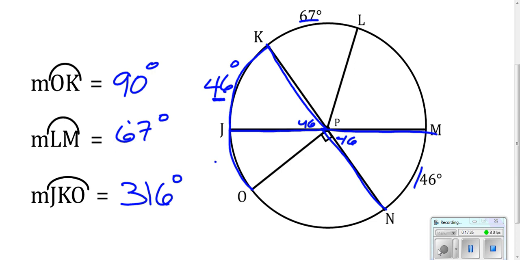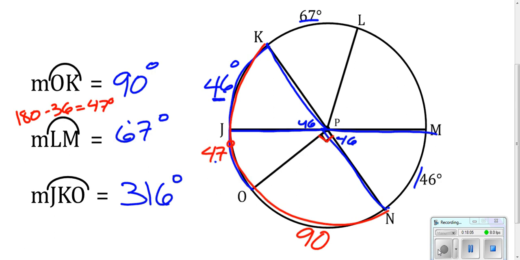Well, I know that these three together, K from KON, which I will highlight in red, that whole thing's a semicircle, so it's 180, okay? I already know this one's 90, because it's told to me. So what I'm going to do is add up the 46 and the 90, and I'm going to get 136, and I'm going to subtract it from 180. And I end up with 47. So that means that this leftover piece is 47.